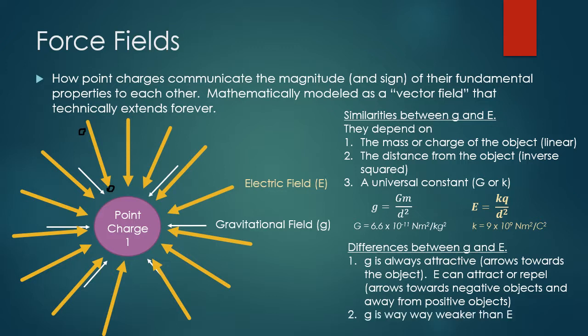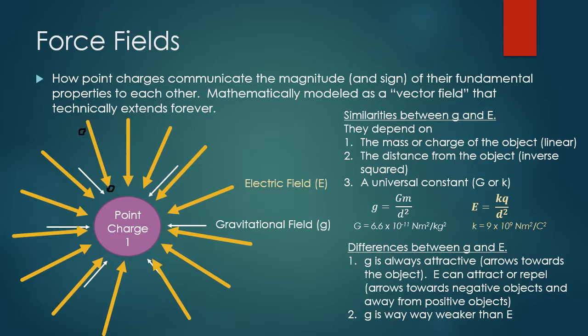And the other main difference that often gets tested is that G is way, way weaker than E for pretty much any object in the universe. And you can even see this when you look at those equations. Look at the constants, right? For gravitation, you have to have a huge mass because the gravitational constant is such a tiny number, to get any kind of reasonably strong force field. Whereas for the electric force field, it's a huge constant, so even a small amount of charge causes a relatively strong electric force field.